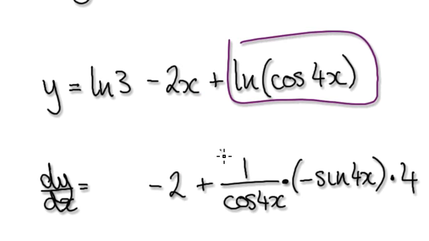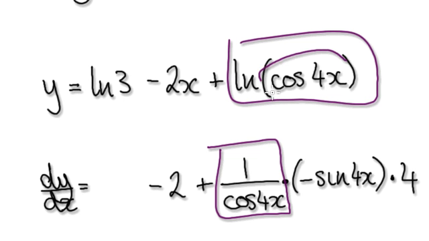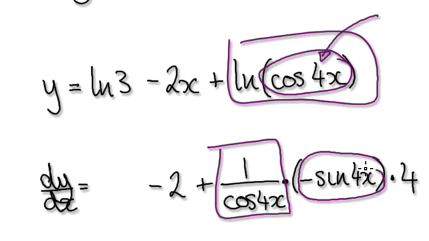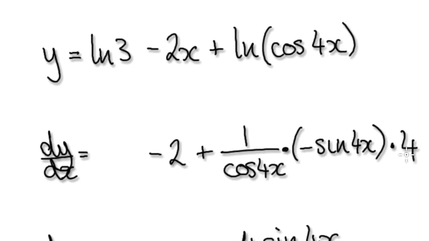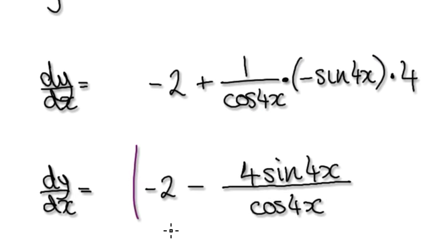Differentiate this. It will give you 1 over that thing here. But then you've got to differentiate the bubble here itself. So that then gives you minus sine 4x. But then here you put another bubble here, differentiate that will then give you 4. Okay, so now tidy everything up, it will then give you this.